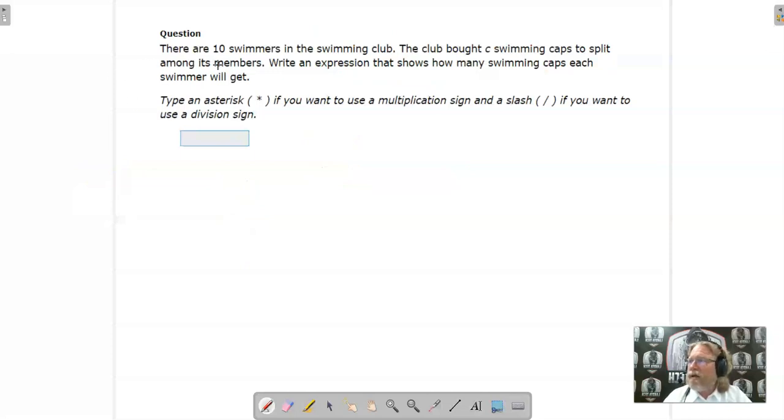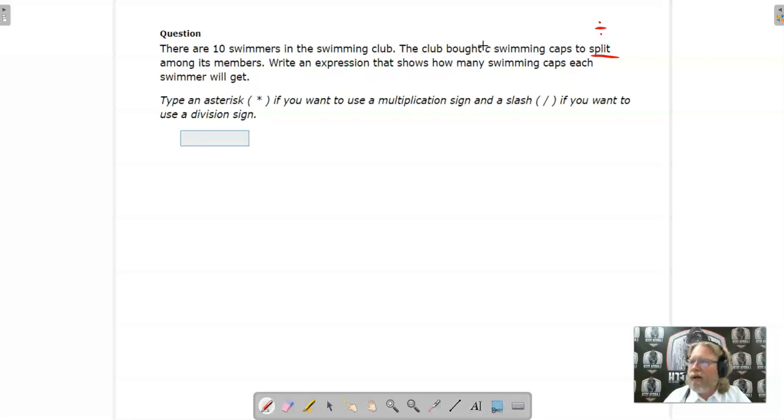On the next one here, there are 10 swimmers in the swimming club. The club bought C swimming caps to split among its members. To split. So we're dividing something, right? So we're going to need division. Write an expression that shows how many swimming caps each swimmer will get.